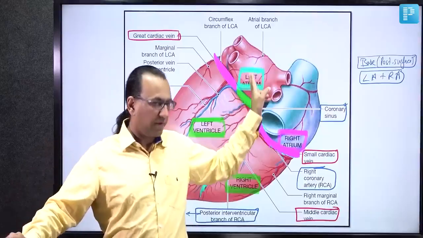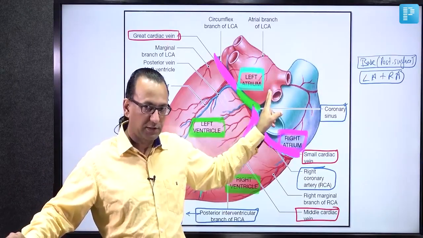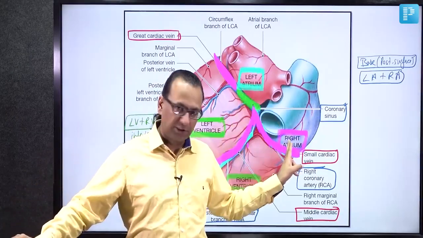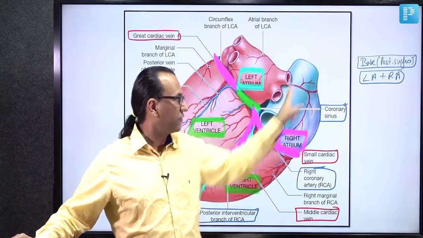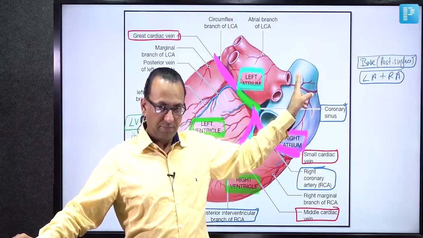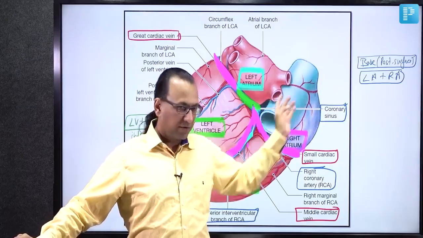And here you can see the left atrium, which has the openings of the 4 pulmonary veins, which bring the oxygenated blood from the lung into the heart. And this is the right atrium, which receives the deoxygenated blood of the body via the superior vena cava, body above the diaphragm, and the inferior vena cava, body below the diaphragm, into the right atrium.